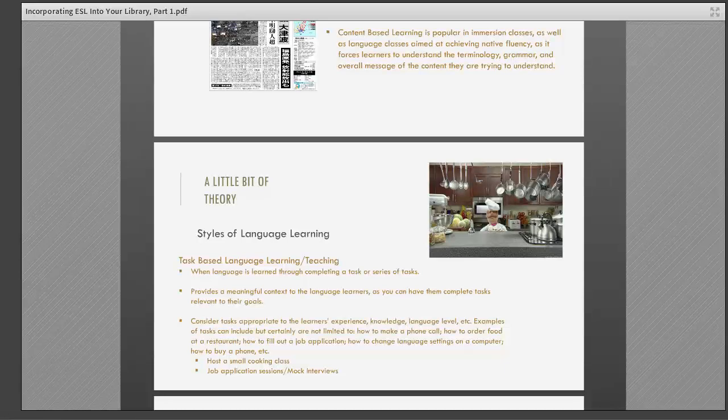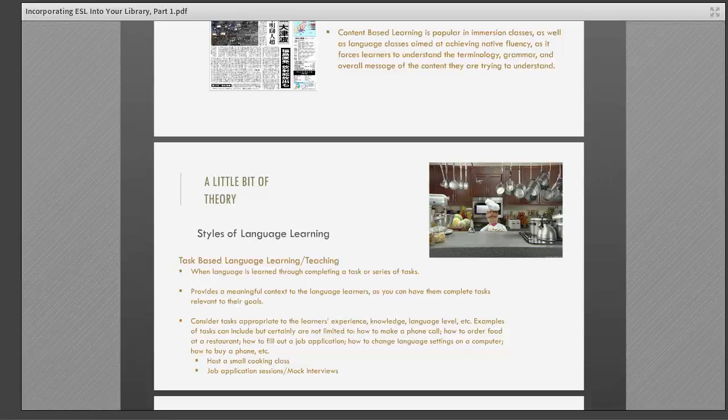But some examples of tasks can include how to make a phone call, how to order food at a restaurant, how to fill out a job application, how to change language settings on a computer, how to buy a phone, how to buy a cell phone. And you can host a small cooking class. You can host ESL for those seeking jobs, job application sessions. You can do mock interviews.